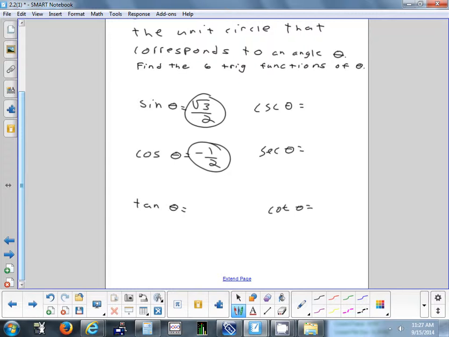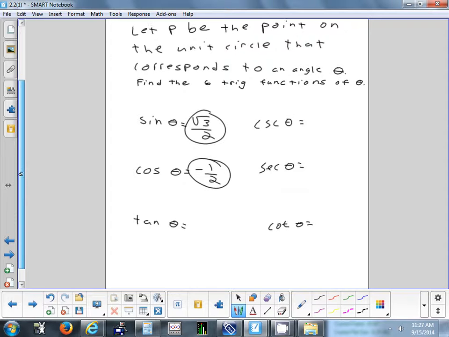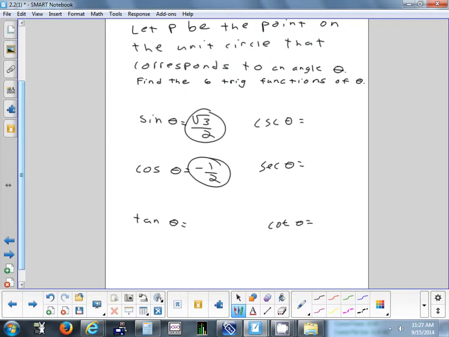Now the other ones we're either going to be flipping something or doing some division. So let's go with our tangent. Ben, what's the definition of tangent? 1 over x. Nope, not tangent. 1 over x is going to be my secant. Y over x. Oh, yeah, y over x. I just looked wrong. That's right.